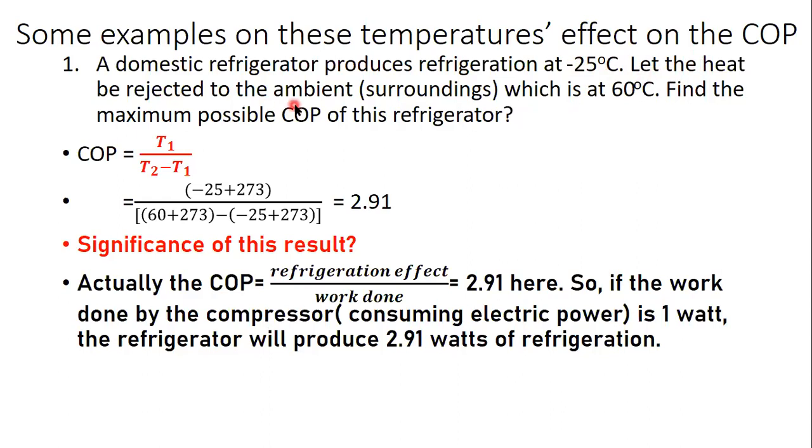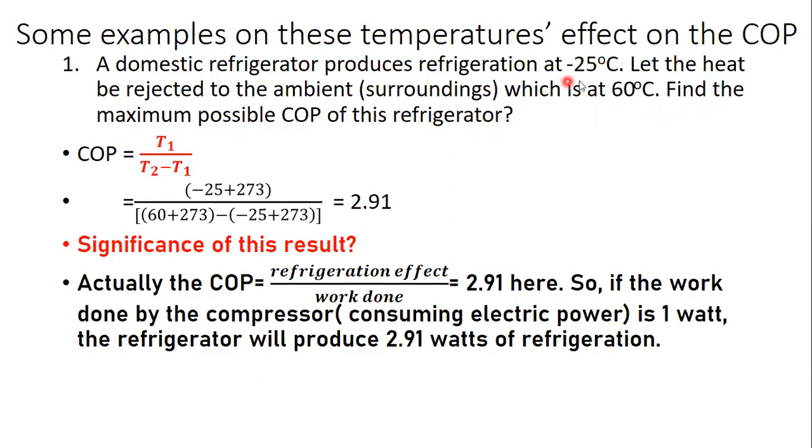Let the heat be rejected to the ambient or the surroundings, which is at 60 degrees Celsius. Suppose the surroundings are maintained at 60 degrees Celsius. It is beyond our control. It is the atmospheric air temperature. Find the maximum possible COP of this refrigerator.